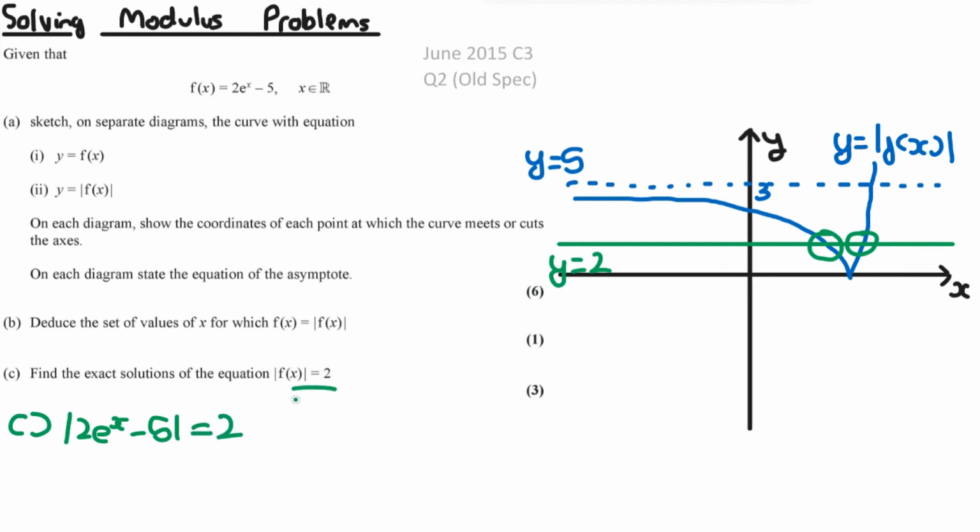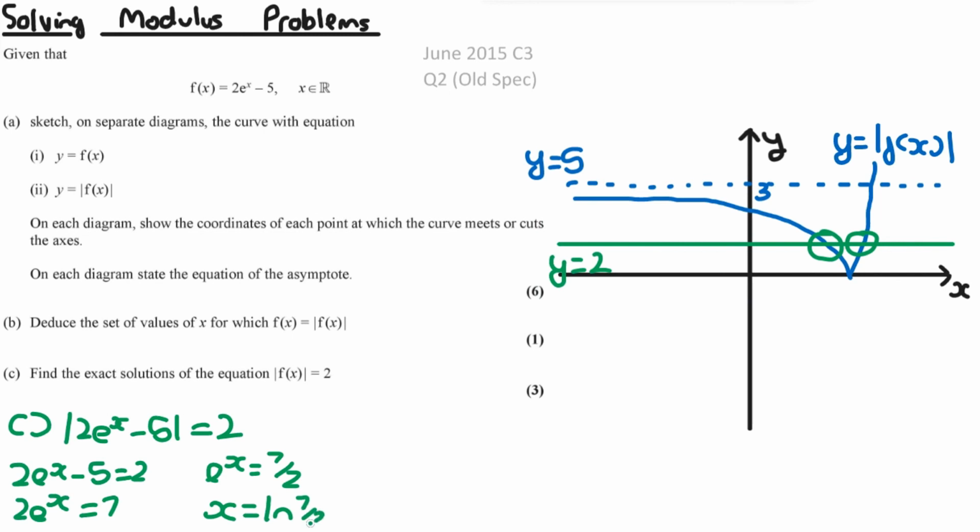is equal to 2, and we can just consider when this expression is positive and when it is negative, because we talked about this is how we solve modulus equations. So firstly, let's consider when this is positive. So this is going to be 2e to the power of x minus 5 is equal to 2. So it's going to be 2e to the power of x is equal to 7. So it's going to be e to the power of x is equal to 7 over 2. So x is going to equal the natural log of 7 over 2. So this is one solution, and then we consider when this expression is negative.